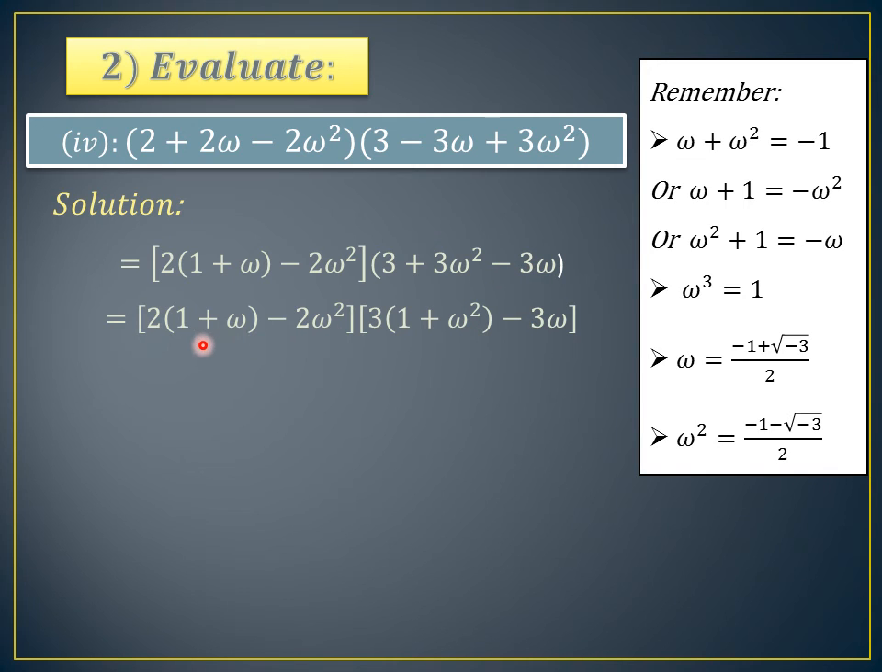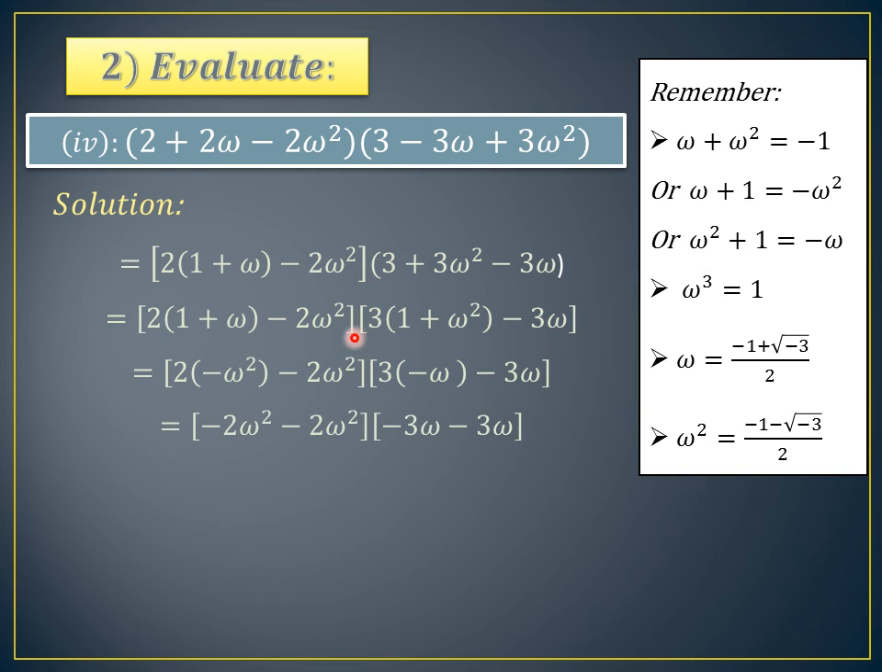Now replacing all the values. What is the value of 1 plus omega? Here is the value, minus omega square. So I have written minus omega square instead of 1 plus omega. And what is the value of 1 plus omega square? The value of 1 plus omega square is minus omega, so it will be replaced by it. Omega square plus 1 or 1 plus omega square, the thing is the same.